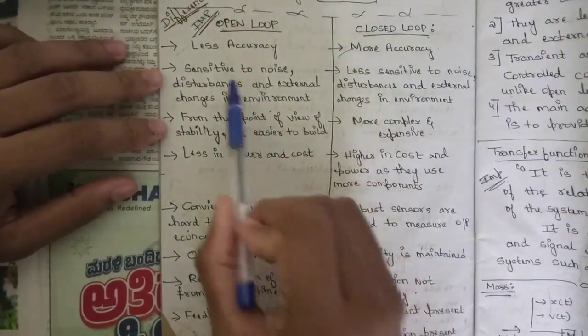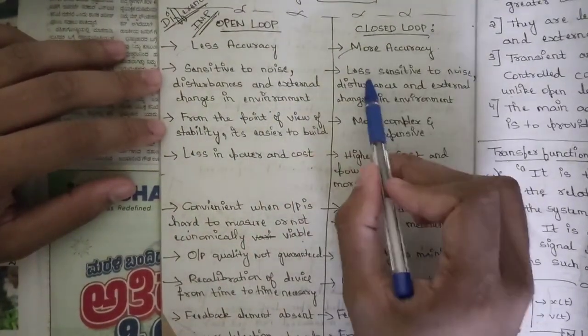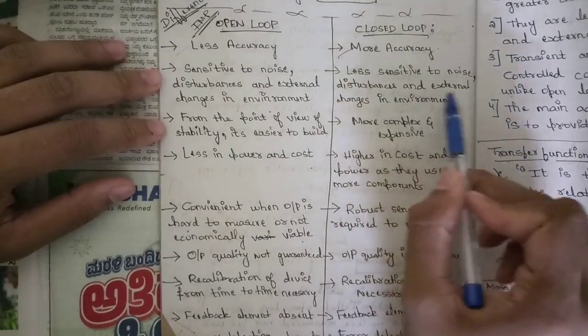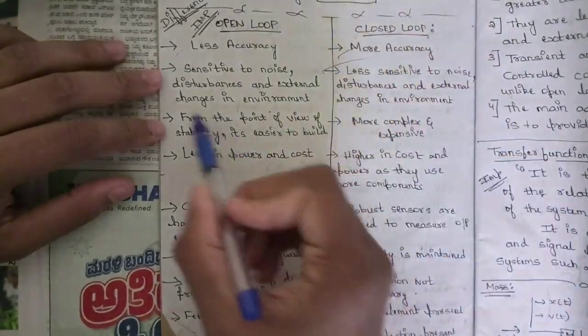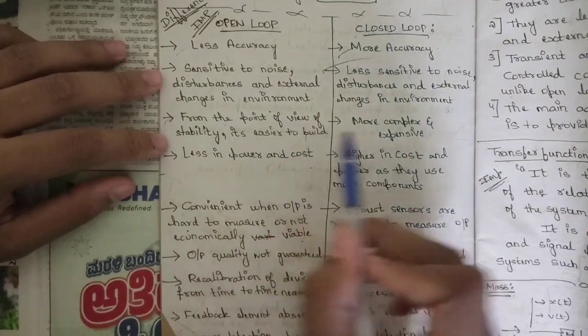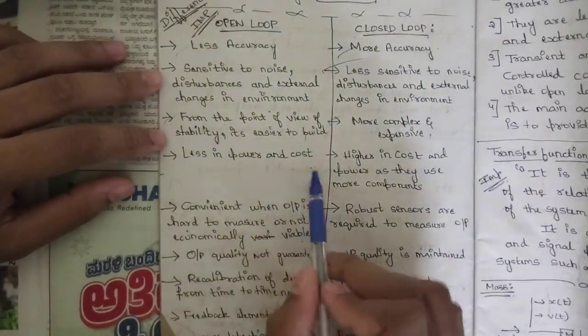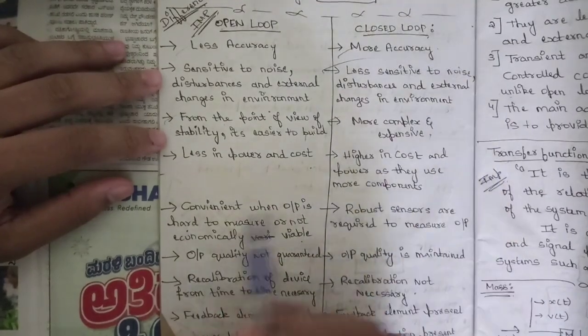Open loop control system is sensitive to noise, disturbances and external changes in environment. Closed loop control system is less sensitive to noise, disturbances and external changes in environment. From the point of view of stability, open loop is easier to build, and closed loop is more complex and expensive. Open loop is less in power and cost. Closed loop is higher in cost.